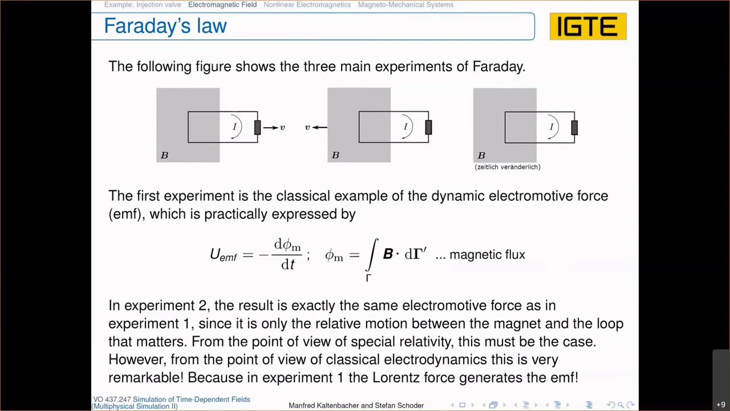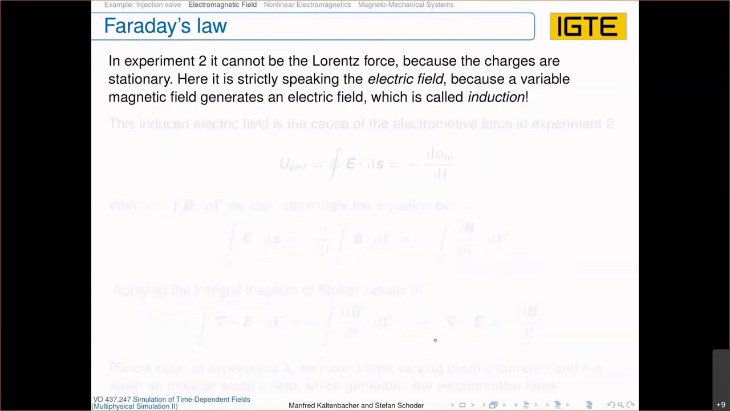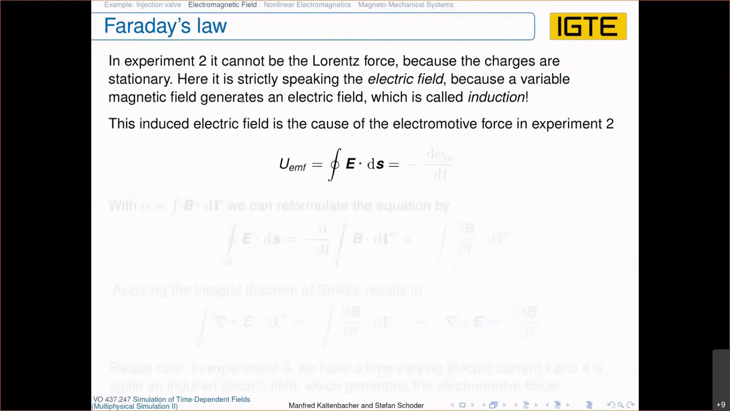So from the point of view of special relativity, that's not a problem, which is moving. But from classical electrodynamics, we need now this addition that we have already discussed, that we need this electric field. Because a variable magnetic field change generates an electric field. And that is called induction. And so we also get it by the formulas, this relation. Very interesting is that you still can describe it by the changing magnetic flux.